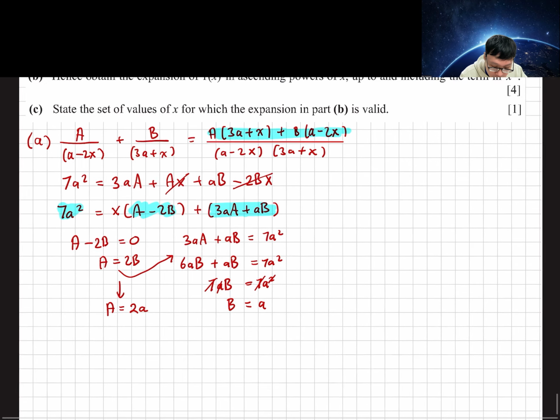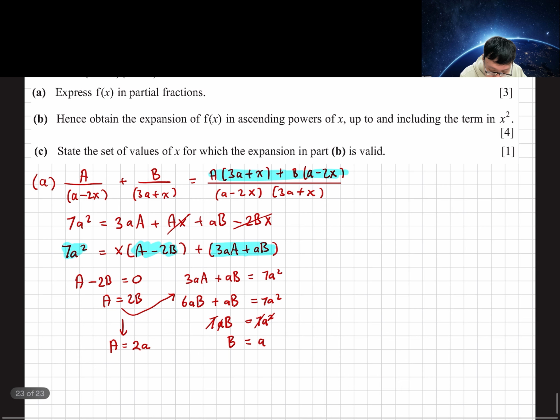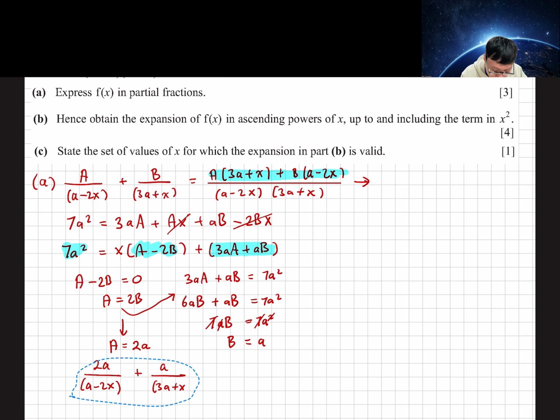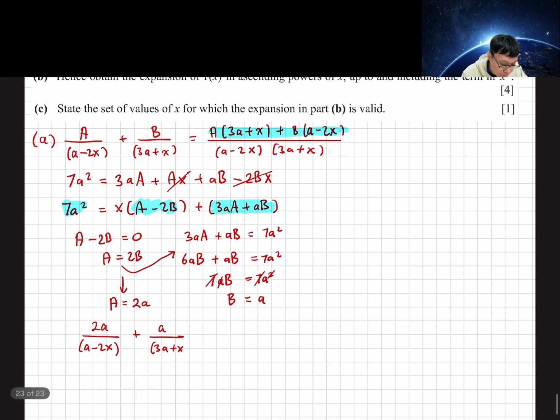So that means the partial fraction will be 2a over (a minus 2x) plus a over (3a plus x). Maybe I need this in the future, so I'll put it here instead. So the conclusion is this one.